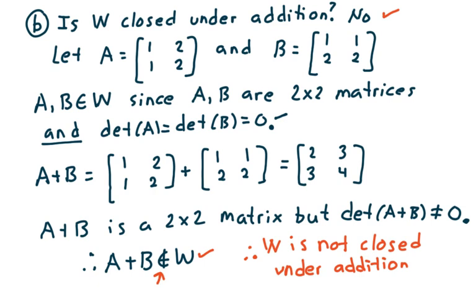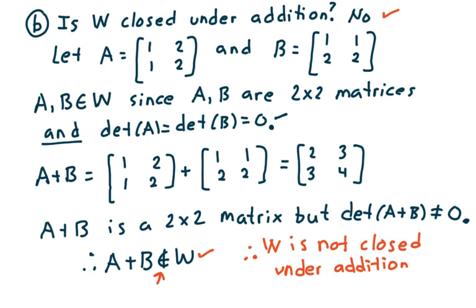But if I take A plus B, it turns out that this is equal to the matrix 2, 3, 3, 4. Now, A plus B is a 2 by 2 matrix, absolutely. However, the determinant of A plus B doesn't equal 0, and therefore A plus B cannot be in W. It doesn't belong to W. And therefore W is not closed under addition.